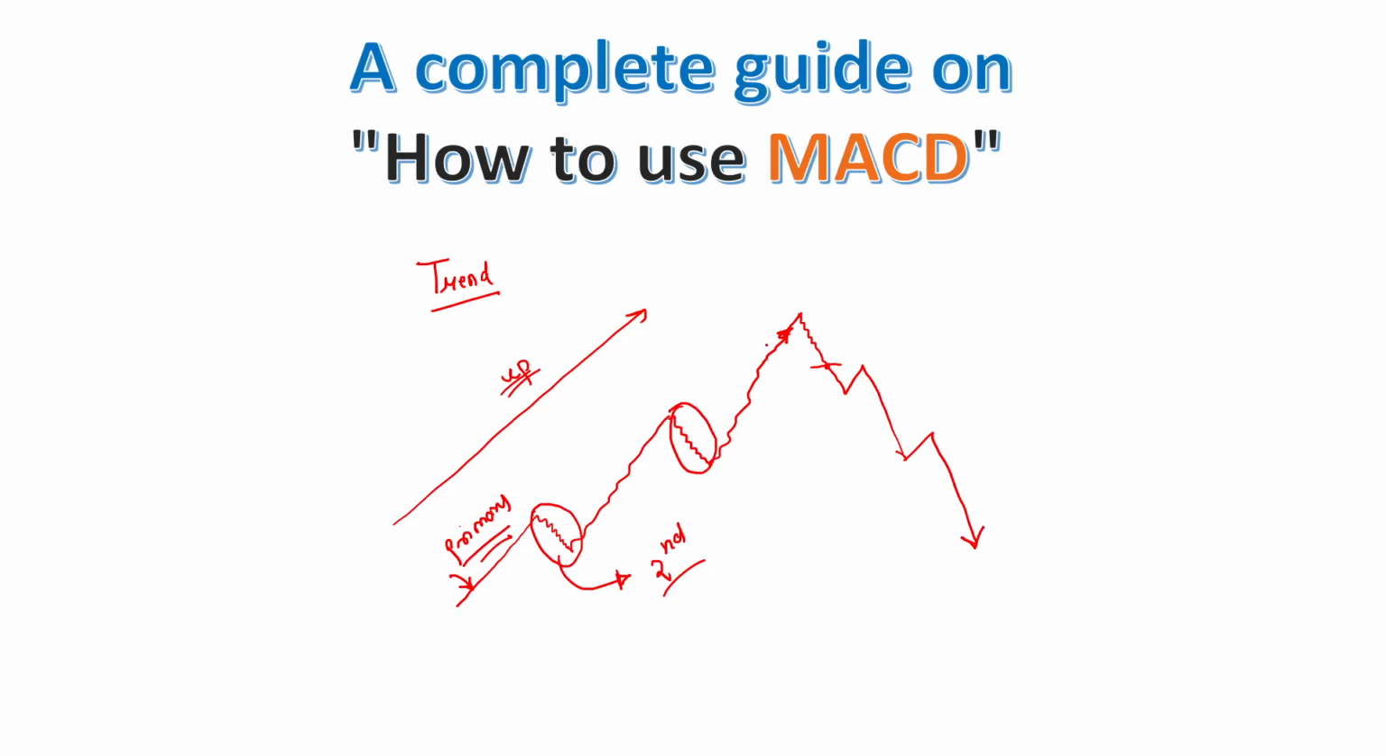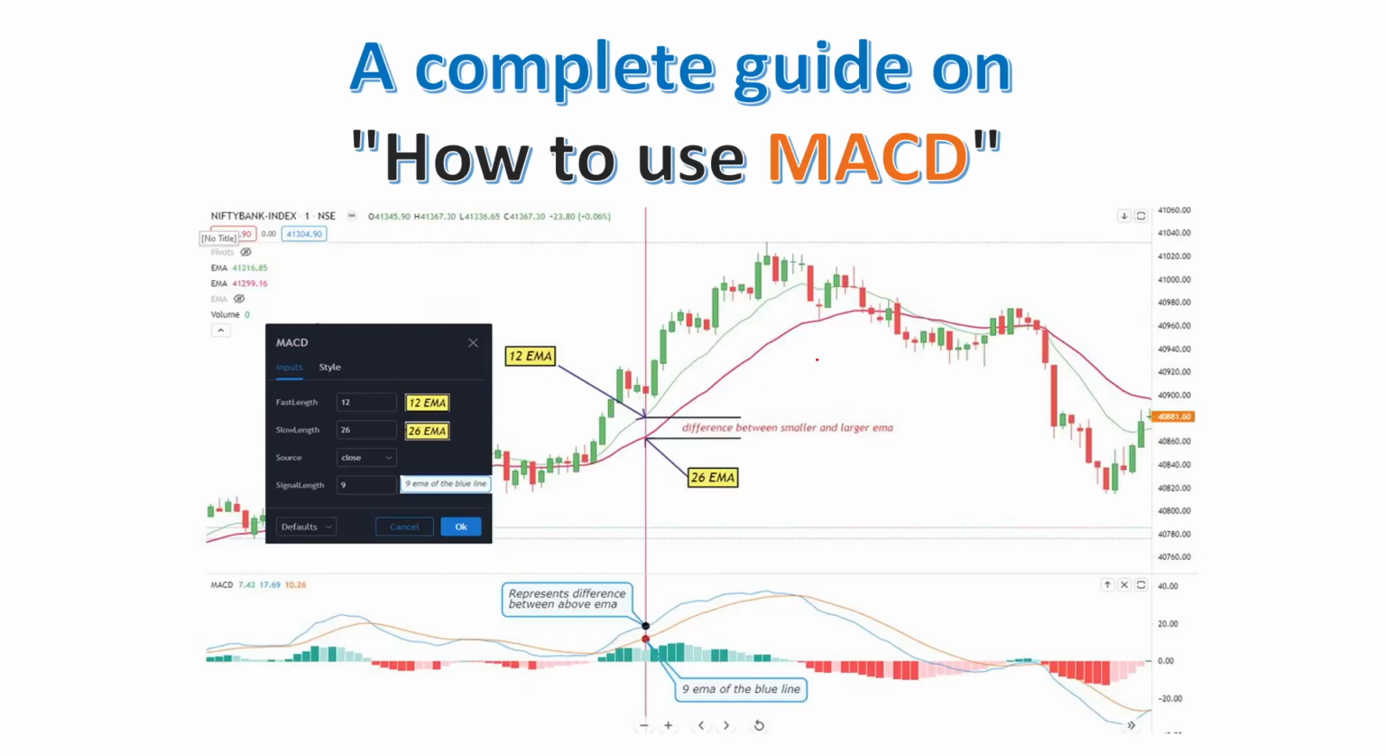So as a trader, it's very important for us to know what the primary trend is, what the secondary trend is, when the correction is happening, and when exactly the correction is getting converted into a complete reversal. If you know these things, trust me, you will be able to do very well in the markets, right? So let's understand how to use MACD to identify these things. But before that, let's understand the building blocks of MACD.